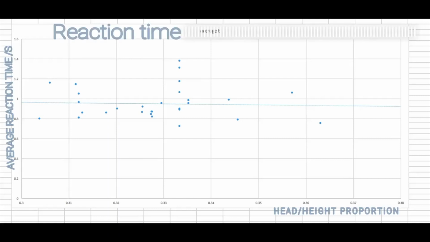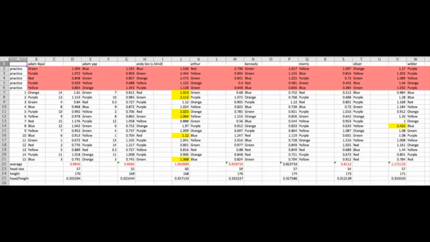We had a result of minus 0.05, so there's a very slight negative correlation between reaction time and head circumference proportional to height, which is what we expected. So a bigger head means you have a shorter reaction time, but the statistical test shows that it's not a significant correlation.